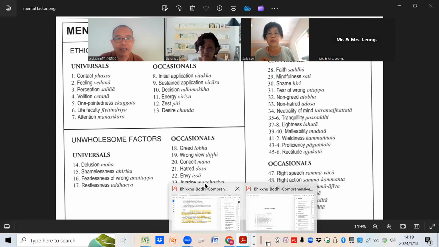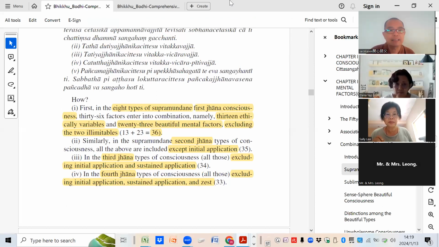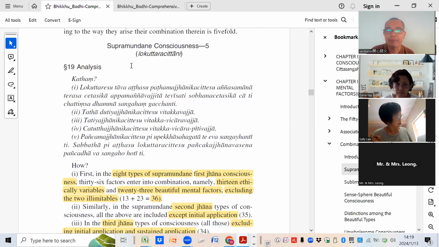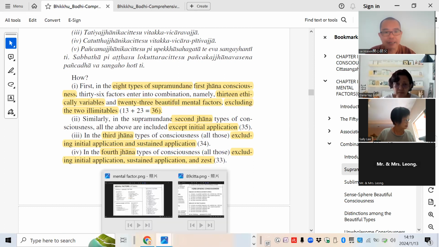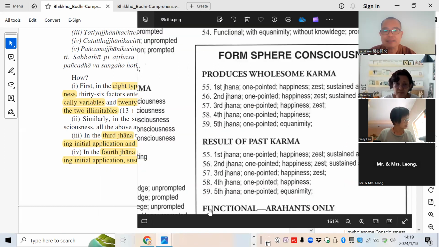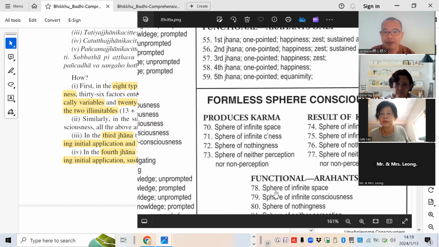I try to repeat. So now we try to find out the figure regarding this. We call it the supramundane consciousness. According to the Abhidhamma, we do the supramundane in the first place. Supramundane is this diagram. Let's take a look. So this is the supramundane. You see or not this diagram?